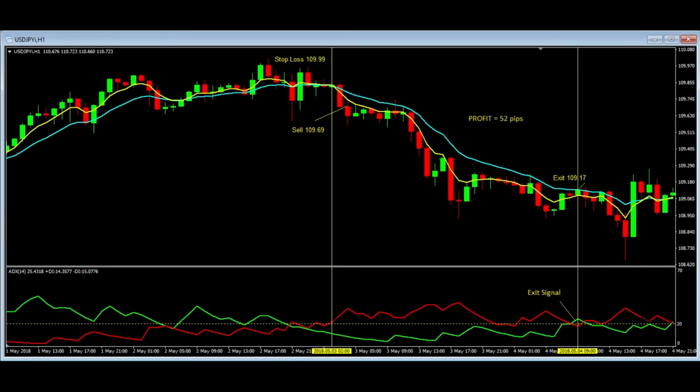Here is the sell trade. When the red line crosses the lime line and goes above the 20 level, it's time to sell and stay in the market until the lime line crosses the red line and goes above the 20 level, as shown in the chart below. And we make a profit of 52 pips.